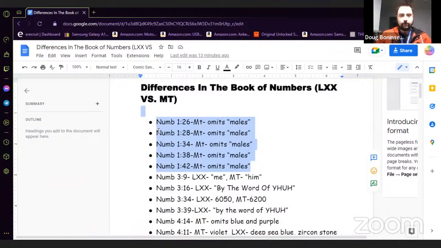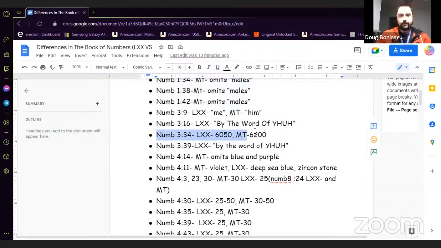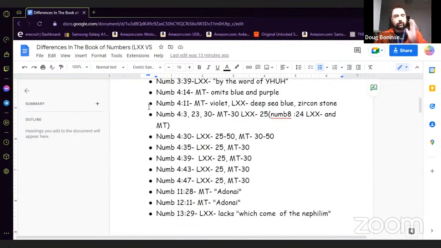One of the biggest doctrinal differences from earlier was the number of people being counted in the census of Numbers 3:34. So all the stuff we went through earlier are like the huge differences. The fact that the colors violet and deep sea blue referring to the tabernacle are omitted from Numbers 4. The ages of when the priests are supposed to come into office, big contradiction there from the Masoretic side.